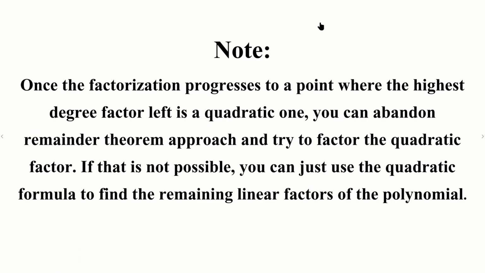All right, so here's a general note about what we just experienced, and that is the fact that once the factorization progresses to a point where the highest degree factor left is a quadratic one, you can abandon the remainder theorem approach and try to factor the quadratic factor. If that is not possible, you can just use the quadratic formula to find the remaining linear factors of the polynomial. Well, first you'll find the zeros, right? Then you'll just put x minus each of those zeros as one of the factors remaining.